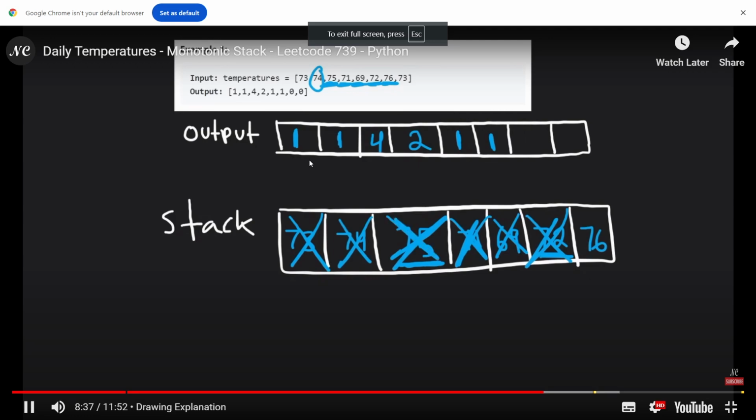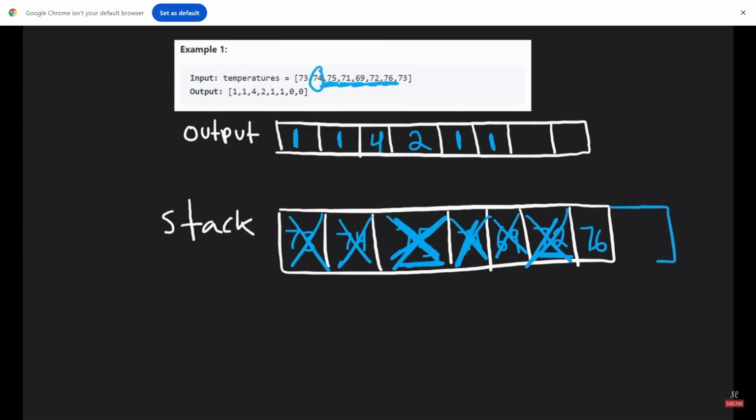And we can pop 75 from our stack. I think I just need one more square over here because we have one last temperature in our input, 73. So we're going to add 73. See, 73 is not greater than 76, so we can't pop that.